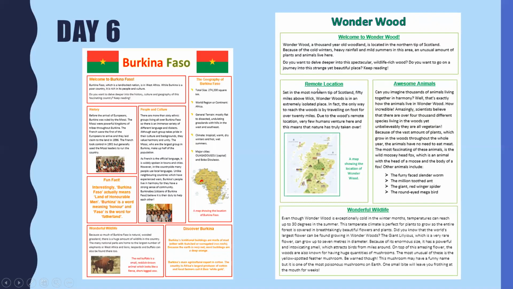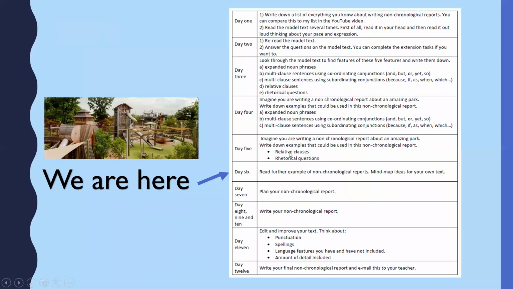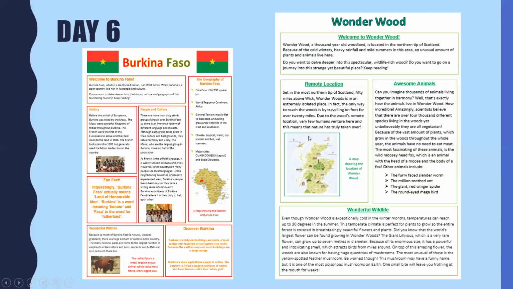And the same with Wonder Woodlands, you've got one about the location, a section about the animals, and then one about the wildlife there. You should, in both of those non-chronological reports, as you're reading, spot your expanded noun phrases, your different types of multi-clause sentences, some relative clauses, as well as the other feature that you were looking at, which was rhetorical questions. Okay, so you can see rhetorical questions in these as well.